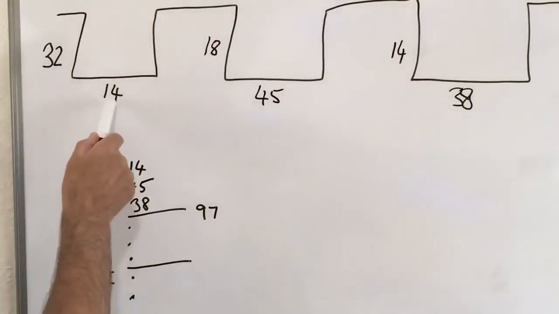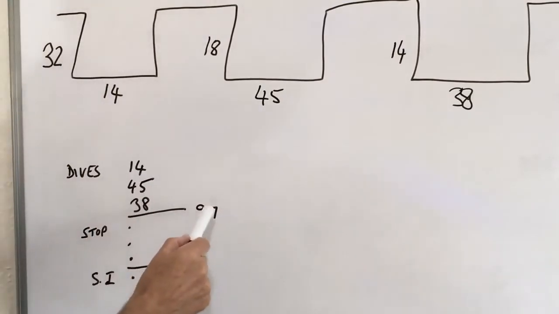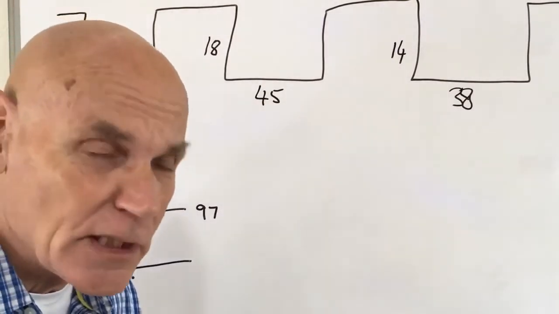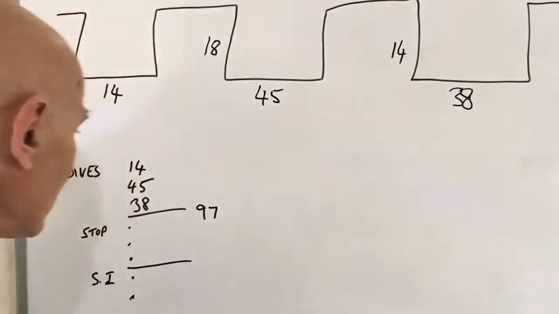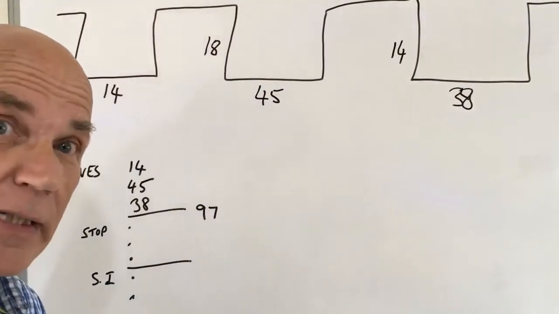The dives we know are 14 minutes, 45 minutes and 38 minutes, so I've added those minutes up, they come to 97. We don't yet know if they need to have safety stops. It's compulsory safety stops they're looking for here, and we don't know what the surface intervals are here yet, so we need to calculate those.